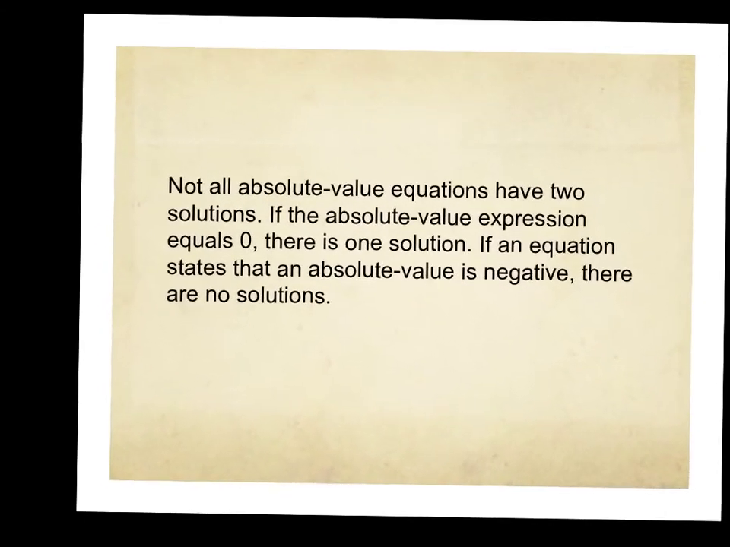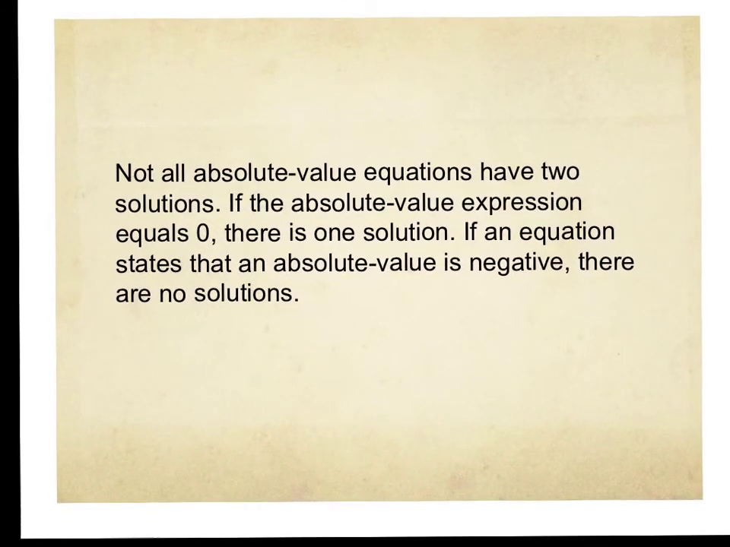Okay, we're all done with our examples, but I did want to discuss what happens when you don't have 2 solutions. All our examples had 2 solutions, but it is possible to have only 1 solution or no solution. So let's first focus on, and we're going to do this in red, when there is 1 solution. When there's 1 solution, your absolute value expression is going to equal 0.